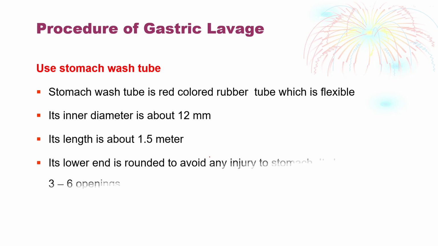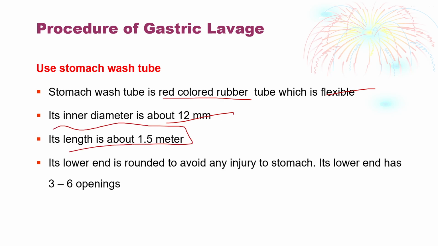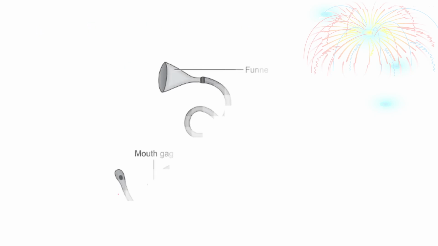Now, what is a stomach tube or nasogastric tube? A stomach tube is a red colored tube. It's made of rubber, flexible, and its inner diameter is 12 millimeters, and the length is 1.5 meters. So the length of that rubber tube is 1.5 meters. Most of the time this appears in MCQs. Very important: at the lower end of this tube, there are 3 to 6 openings.